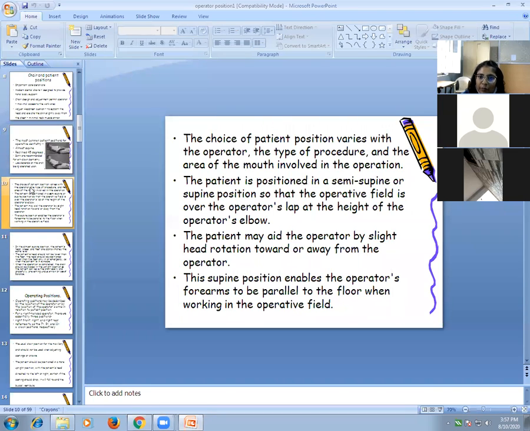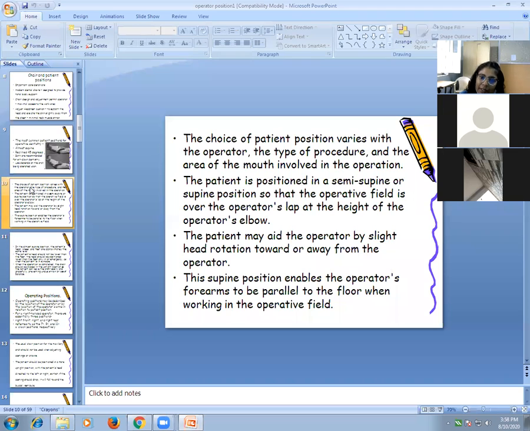The choice of the patient position varies with the operator, the type of procedure, and the area of mouth involved in the operation. The patient is positioned in a semi-supine or supine position so that the operative field is over the operator's lap at the height of the operator's elbow. The patient may aid the operator by slight head rotation. Suppose you are working on the right maxillary tooth, you can ask the patient to tilt his head to the right side and face towards you so that the operator gets more ease in working.